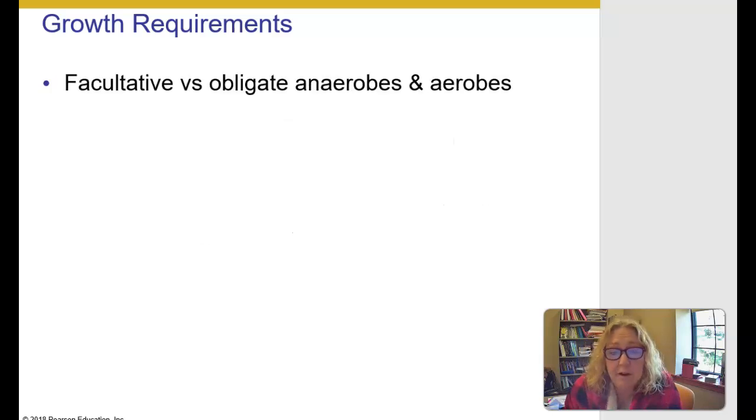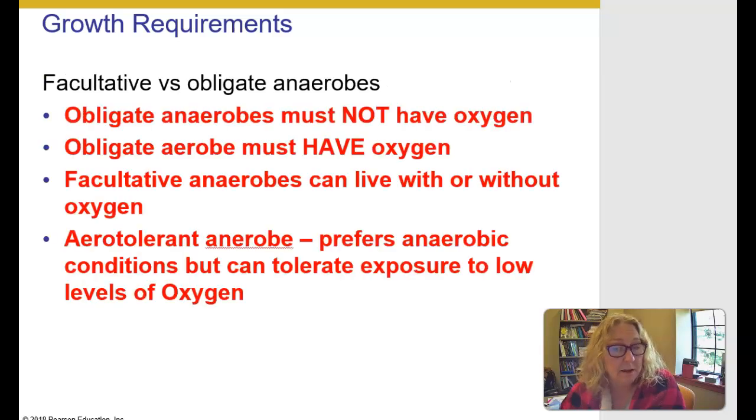Okay, facultative versus obligate anaerobes and aerobes. If you were in class, I would make you turn to your neighbor and tell me the difference between facultative and obligate, and then anaerobes and aerobes. So you can pause it and see if you remember these things. An obligate anaerobe must not have oxygen. It's obligated to not have oxygen. An obligate aerobe must have oxygen. Facultative anaerobes can live with or without oxygen. Aerotolerant anaerobes prefer anaerobic conditions, but they can tolerate exposure to low levels of oxygen.